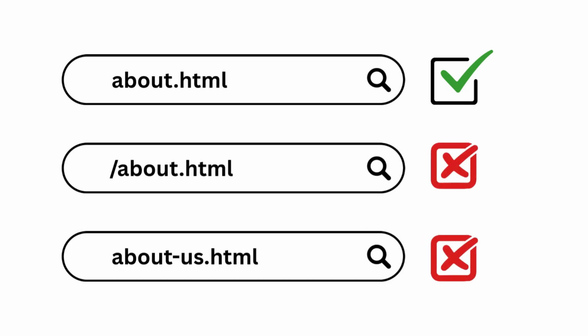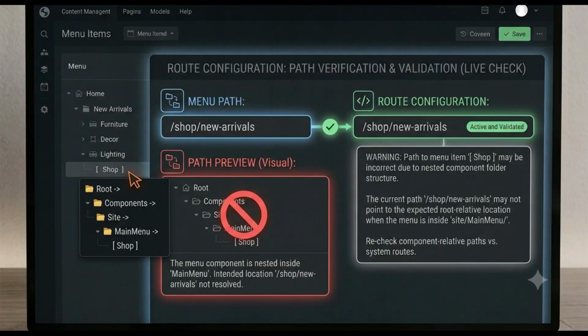A link like about.html behaves differently from this or this. So if your menu is inside a different folder, the path may not point to the location you expect.